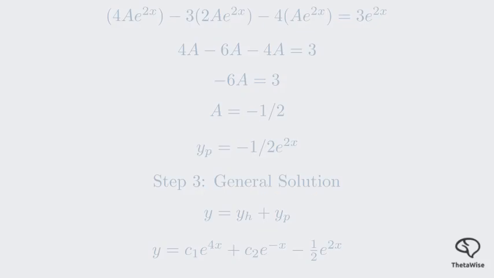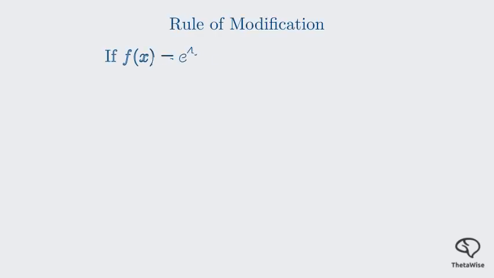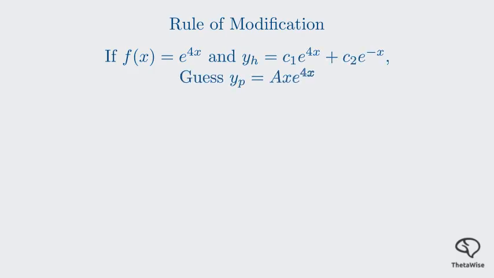There's a special case called the rule of modification. If your initial guess for y sub p is already part of the homogeneous solution, you must multiply your guess by x. For example, if f of x is e to the 4x and e to the 4x is already in y sub h, your guess for y sub p should be ax e to the 4x.